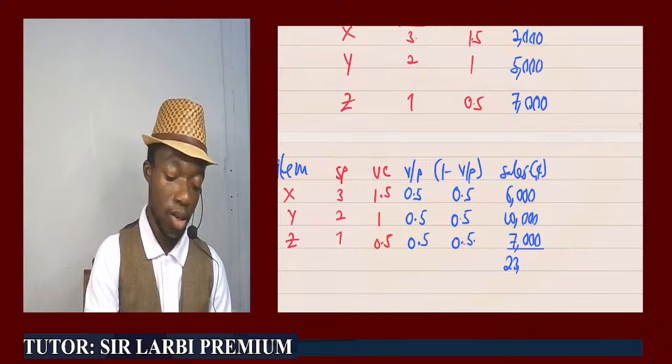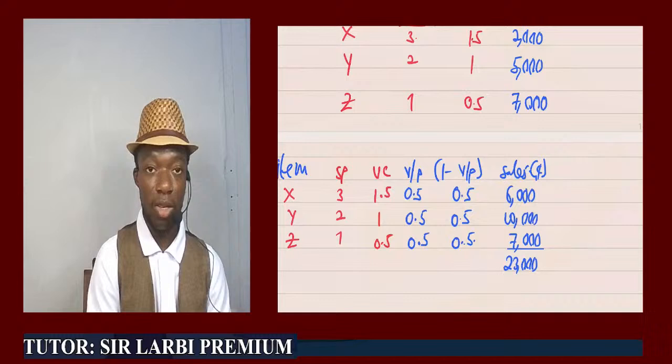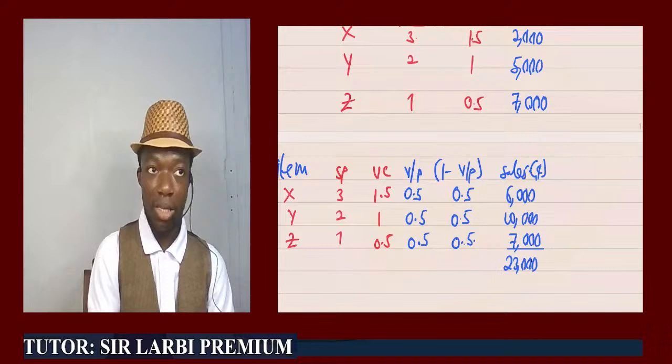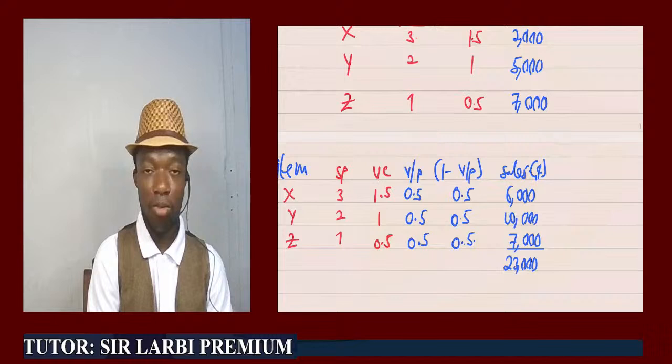So once you have the 23,000, the next thing you want to do is find the percentage weight of each product with respect to the total value of the sales. The weight means you are going to find a percentage of how much of our sales revenue is coming from the total of 23,000. That is the meaning of the weight. How much of, say, product X total sales can be obtained from the total sale of 23,000. That is how we determine the weight.